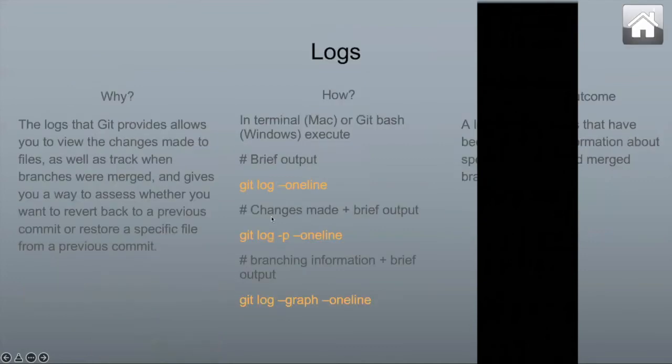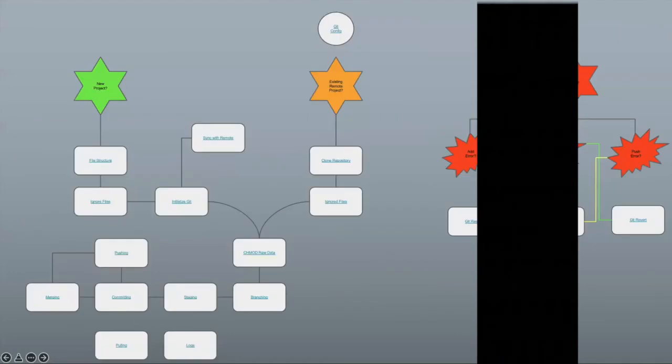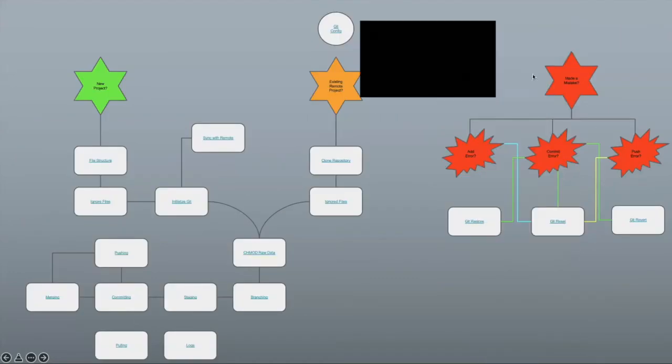And so we've talked about logs and some of the options that the logs can give you so that you can look back at the history of your project. So now what I want to talk about are these red areas, the made a mistake areas. Let's talk about if you made a commit error, you've taken a snapshot that you don't want anymore, what do you do?